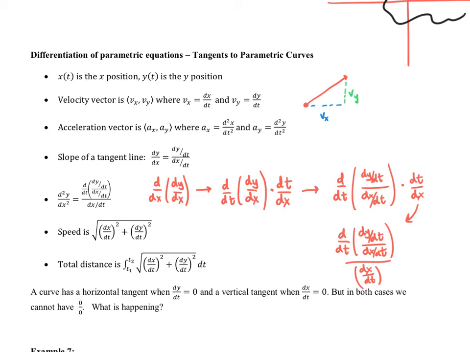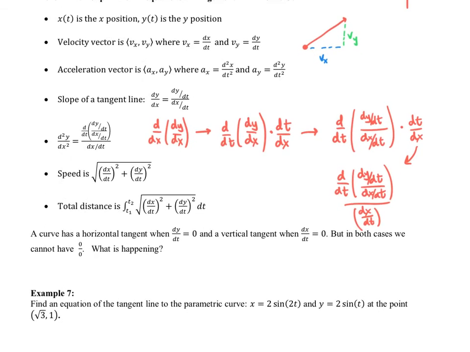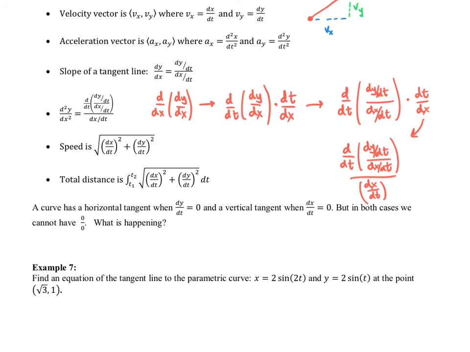Okay, then we have speed. Remember in AB calculus, speed is the absolute value of velocity. Well, speed is really a calculation of our velocity vector change. And we can get into that a little bit more later, but we have the square root of (dx/dt) squared plus (dy/dt) squared. Total distance is going to be over a period of time, and really all it is the integration of your speed equation.